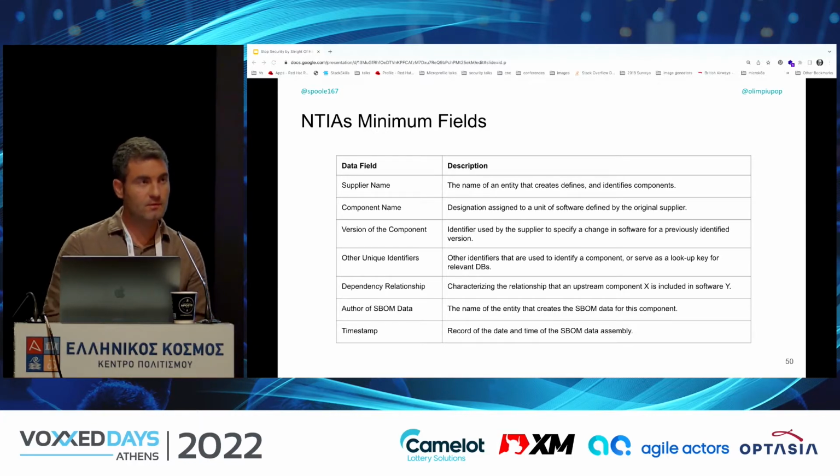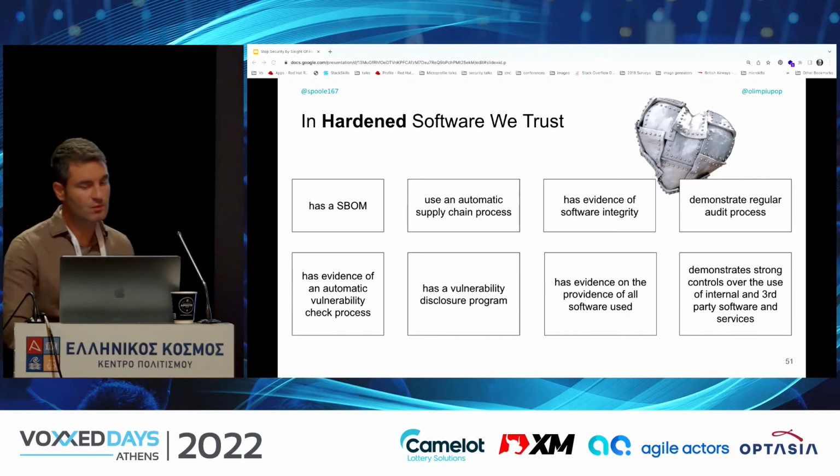The other thing that came out of the workings of the NTIA was to pick 7 fields that are available in each and every one of these formats, and they are interchangeable. We can just migrate from one to another, and this would provide us the information that we need in terms of who built the software, what versions are out there, when it was built, and other unique identifiers, also as the dependency relationship with other components. So bringing all this together, we can get to the point where we can harden our software.